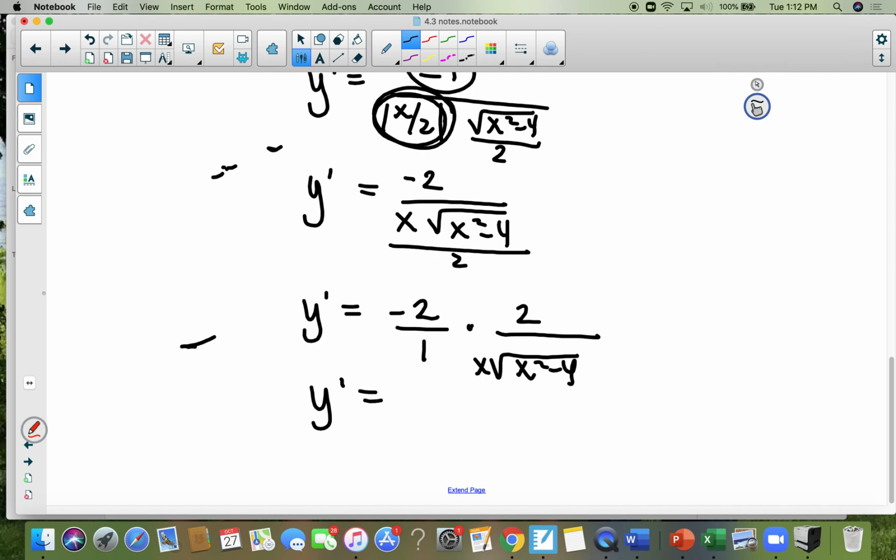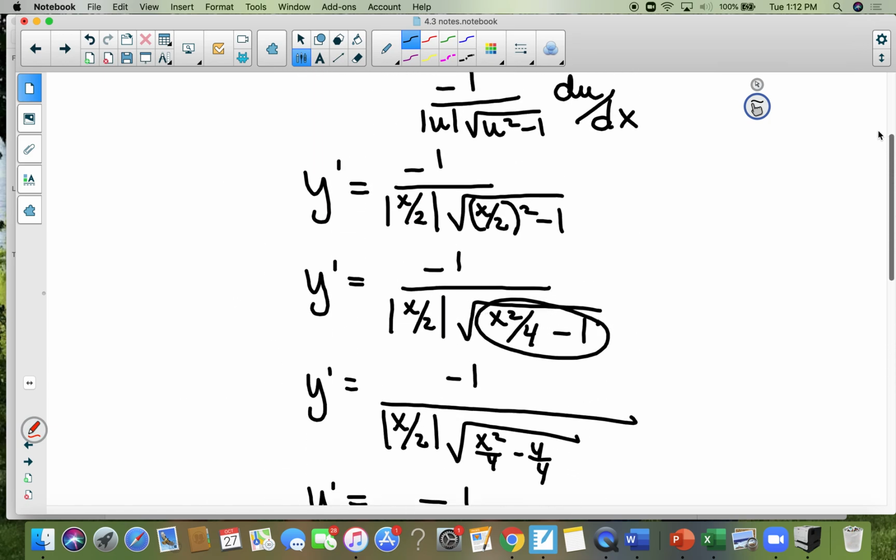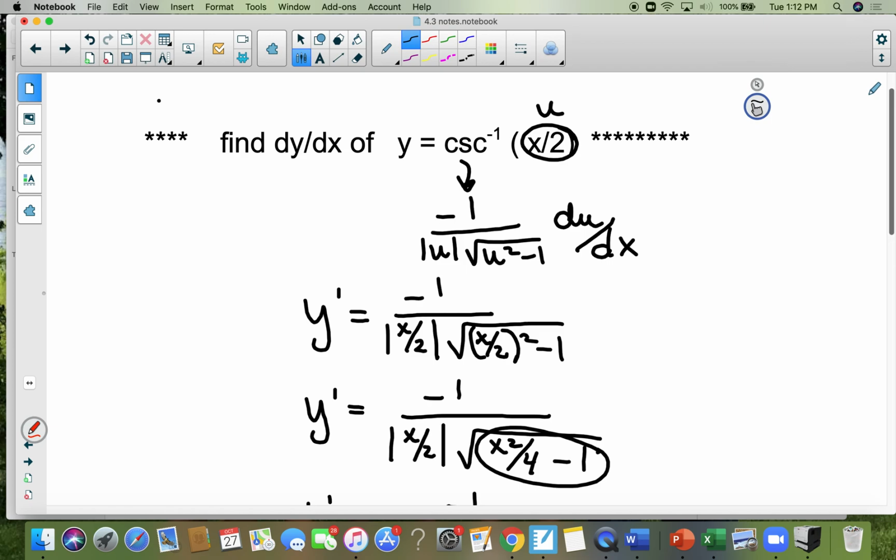So y prime is equal to a negative 4 over the absolute value of x, square root of x squared minus 4, but I forgot to do one thing. I still have to take the derivative of du dx. I haven't done that. I have to go back and do that.